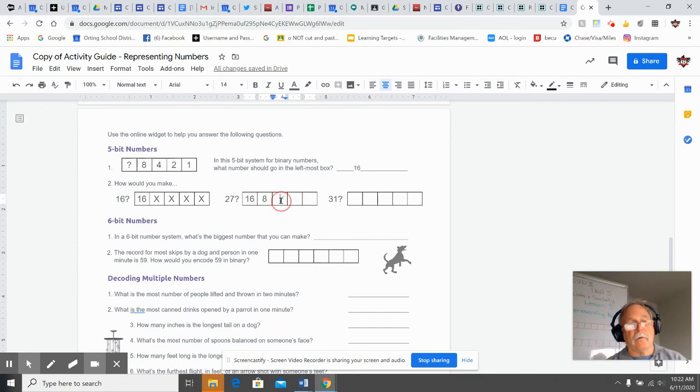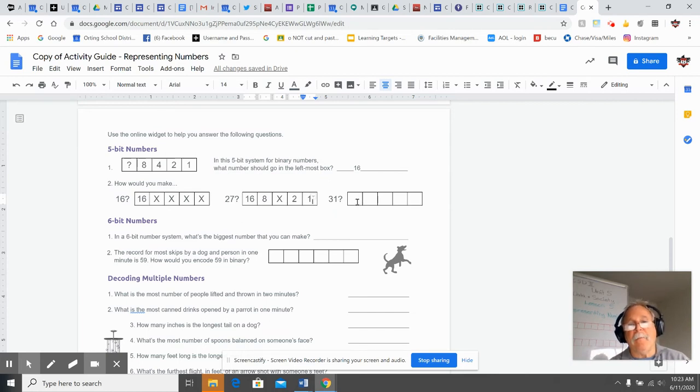Do we need the 4? No, because that would already put us too high. 16 and 4 is 20. That beats up 28. So we're going to X out that one. And we will go with a 2 and a 1. Okay, so we went 1, 2, left out the 4, kept the 8, kept the 16, gives us 27.